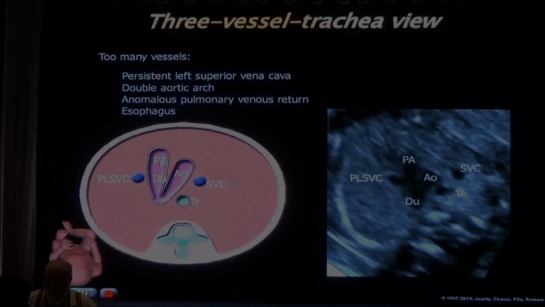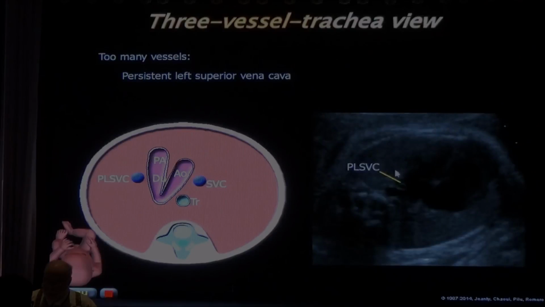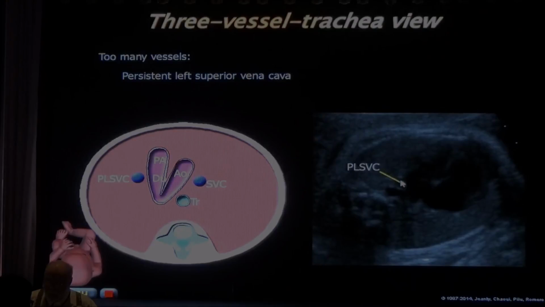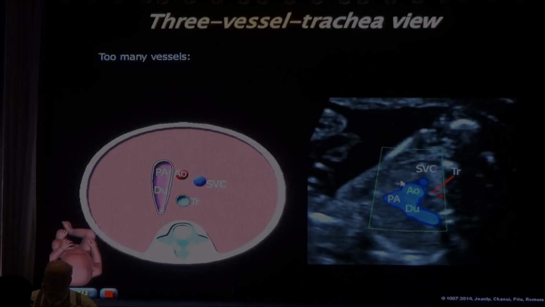Now here we have a three-vessel view that has four vessels. On the left side of the pulmonary, we see another vessel, which is the persistent left superior vena cava. When you see that, you have to see where it drains and look at the coronary sinus to see the size of the coronary sinus. And here you can see the persistent left superior vena cava behind the left atrium.